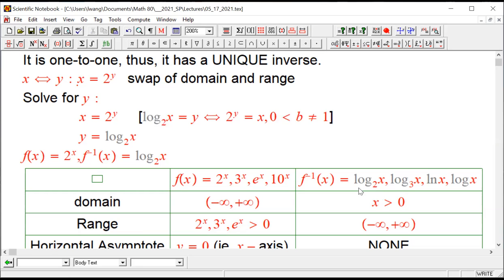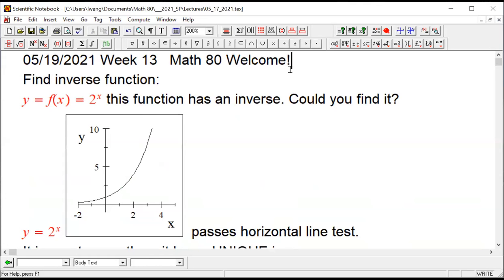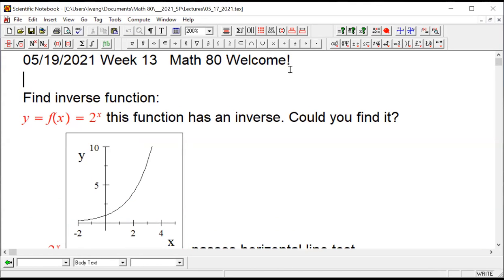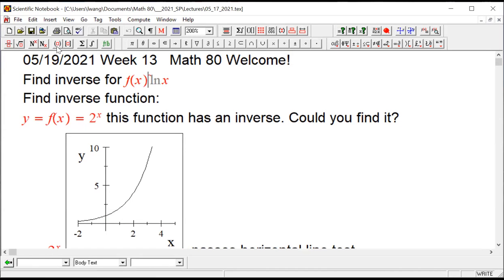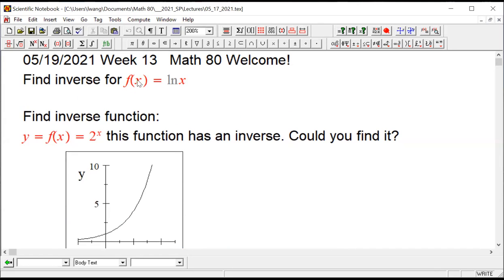Now, could I find the inverse for ln x? Of course. So we're going to find the inverse for ln x, and suppose we have f of x here. And of course, we'll be asking the same question again. Does ln x have an inverse? Is it 1-to-1? We're so familiar with ln x.